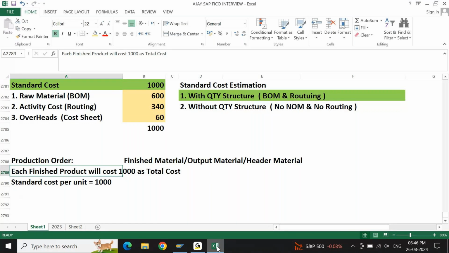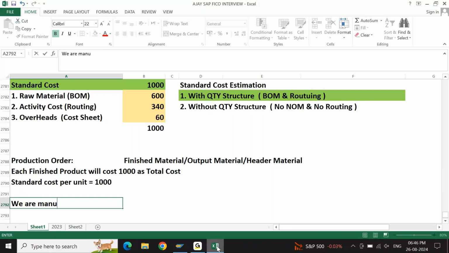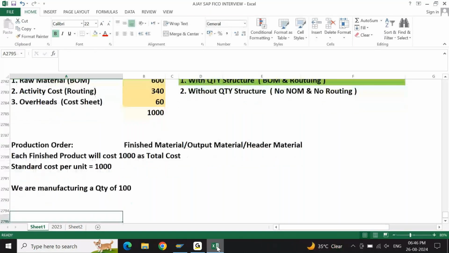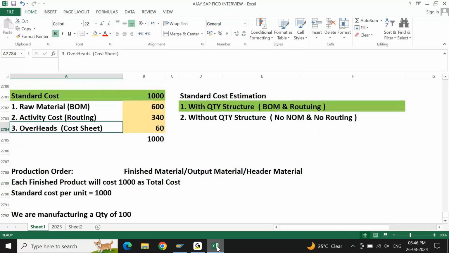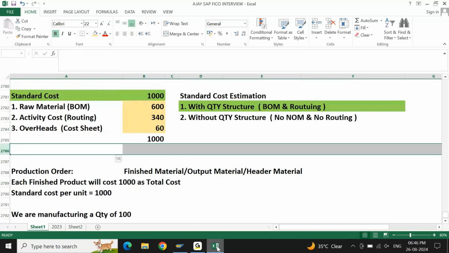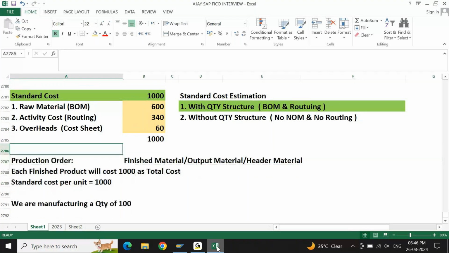Let's say we are manufacturing a quantity of 100. This is nowhere related to purchase order. We are not talking about purchases now. We are talking about manufacturing. Okay, so we are going to manufacture a quantity of 100.